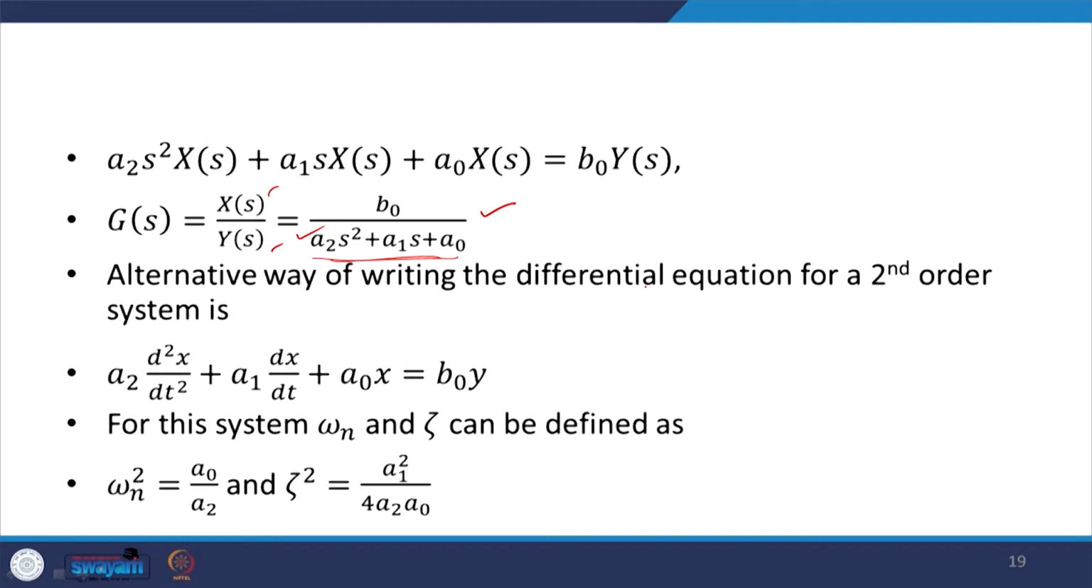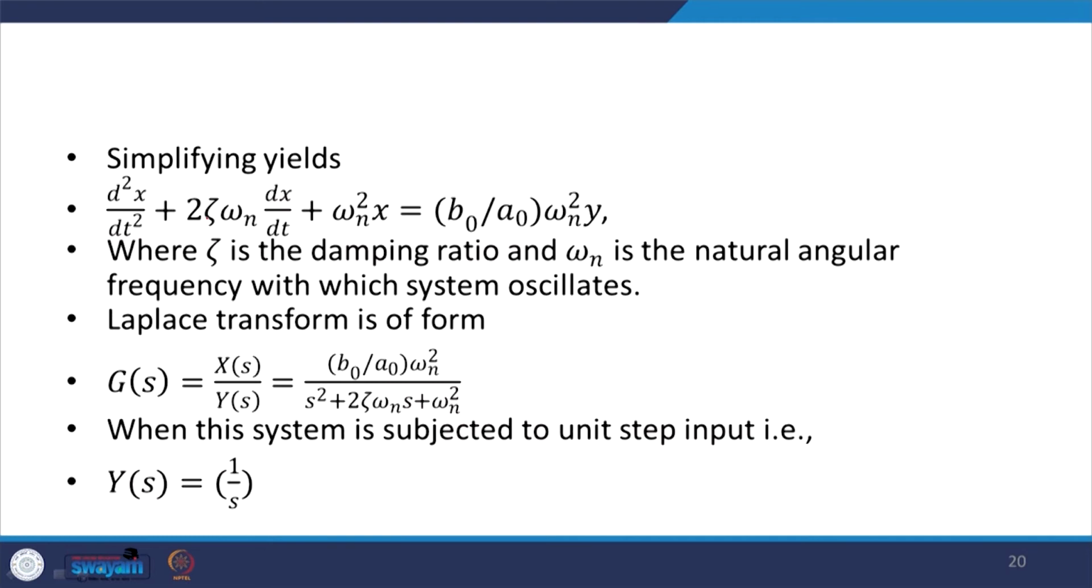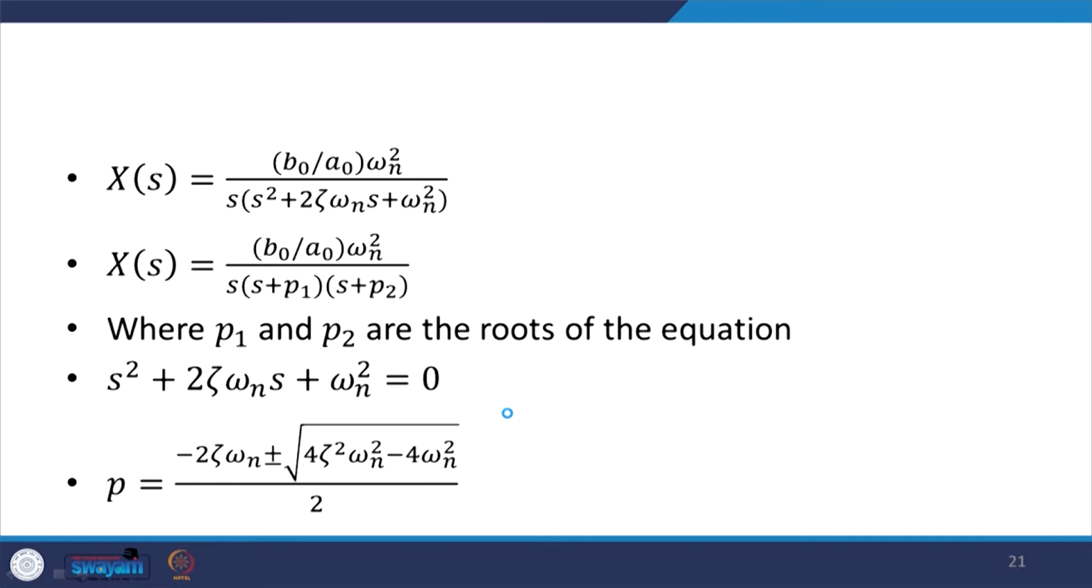There is an alternate way of writing this differential equation of the second order system, and that we can do by defining these terms omega n square and zeta like this. If I simplify and write this expression in terms of zeta and omega n, I can write it like this, and if I take the Laplace, then I can write X(s) by Y(s) is equal to this one. If I subject it to unit step input, then the transform for the input is 1 by s. So, I can substitute in this one and see the response for that.